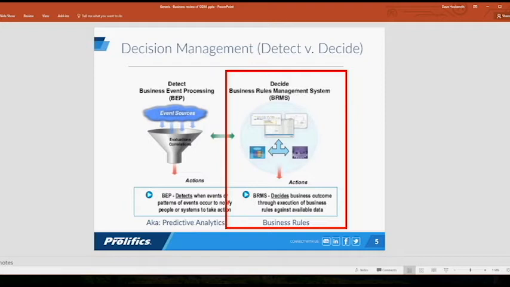And the other side of that equation is being able to make decisions based on what you detect, what patterns you recognize from data. So it's this data recognition which really suggests a next course of action. And that would be this business event processing. That is not the area that we're going to talk about today. But I wanted just to remind us all that there was this whole notion of detecting for a decision and deciding for a decision. And we're definitely talking about the BRMS part.